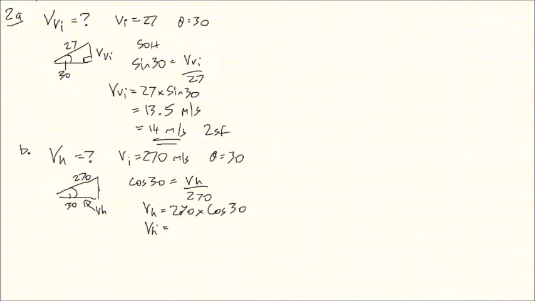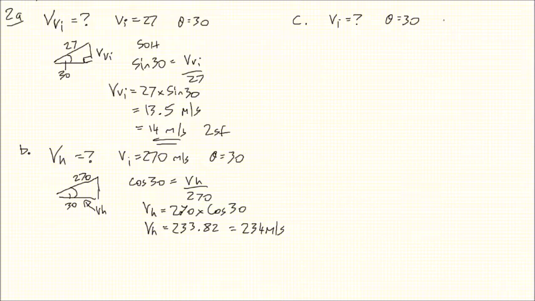Rearrange, VH equals 270 cosine theta, and we get, what do we get? Let's see, calculator time, 233.82. Again, we're going to round this, 234. Oh, I rounded it to three significant figures for some reason. I should have rounded it to 2, which would have been 230 meters per second.